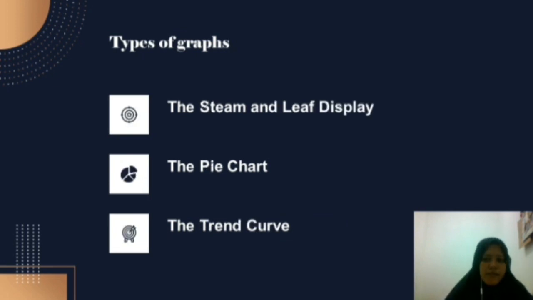The fourth one is the stem and leaf display. The stem and leaf display is another easy way to display data. The stem and leaf display, if rotated 90 degrees, will become a histogram.